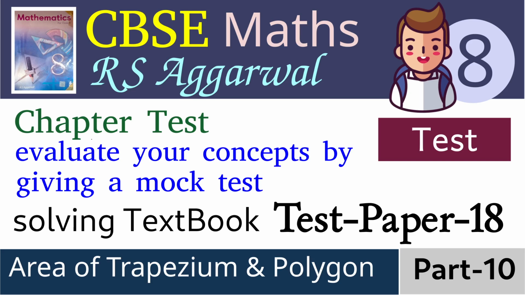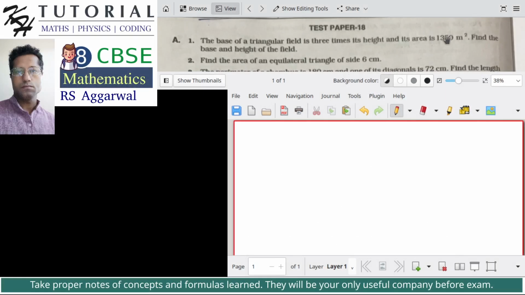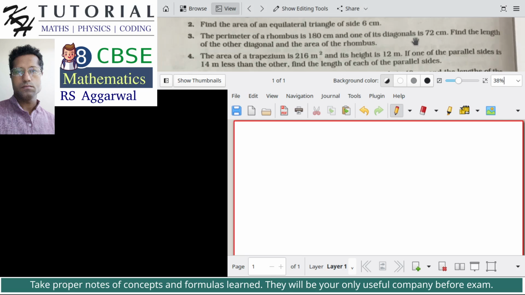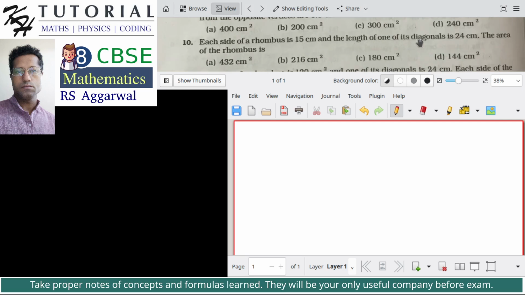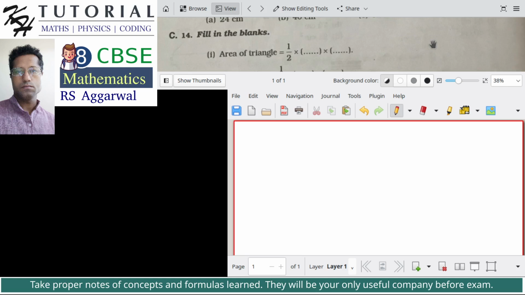So let's get started in solving the problems of test paper 18 on the chapter of area of quadrilaterals, trapezium, triangles and polygons. Okay, so I have the test paper on the top part of the screen. This is test paper 18. All the questions are divided into section A, B and C, and there are a total of 14 questions.